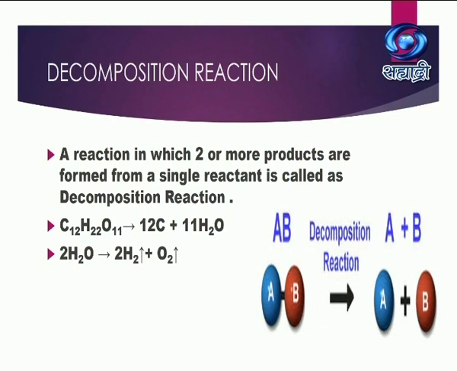One more example is regarding water. Water molecule, that is 2H2O, when it undergoes decomposition reaction, it gives hydrogen and oxygen, that is 2H2 plus O2. CaCO3 gives CaO, that is calcium oxide, plus carbon dioxide. The general form is also seen on the slide, that is AB. When the decomposition reaction takes place, it gives A plus B as products.